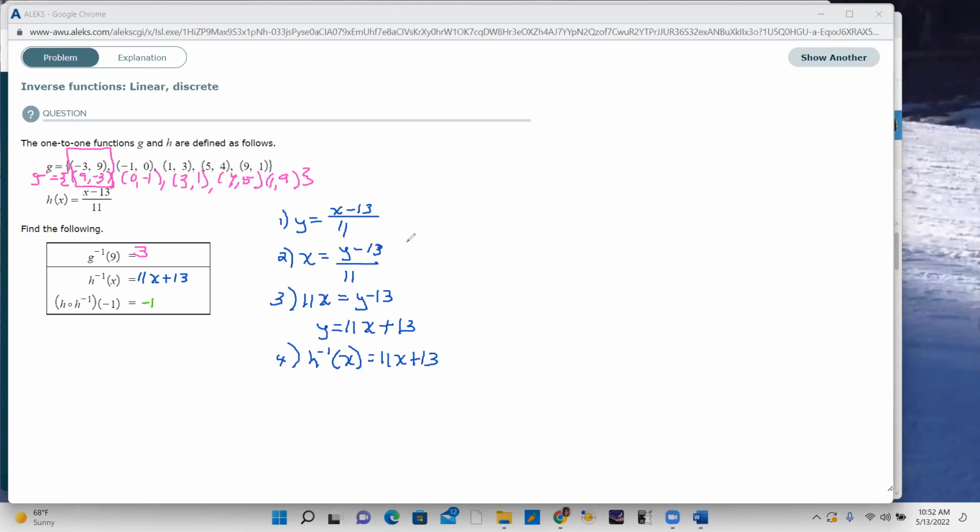How about this one? Is this one okay? Basically, these two cancel each other out. As soon as you know that the inverse exists, then H is a one-to-one function.